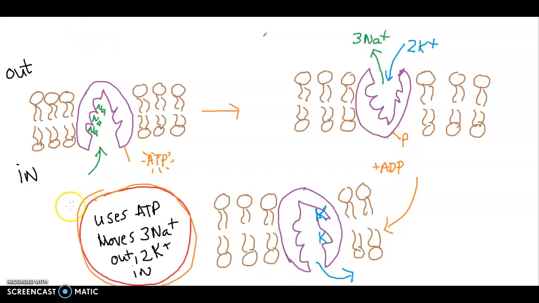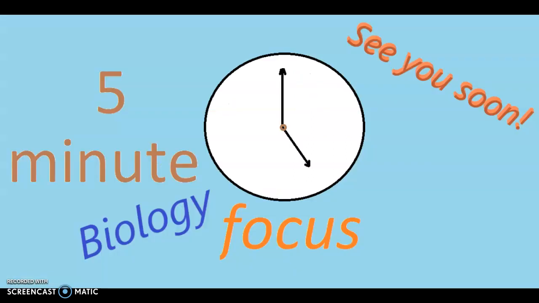The end result here of the sodium-potassium pump is that we use ATP to move 3 sodium outside the cell and 2 potassium inside the cell. All of this is done against the concentration gradients of these 2 ions. Pretty fantastic. That concludes our topic of cellular transport.